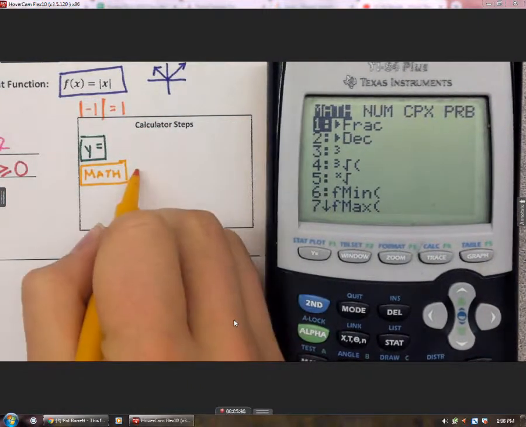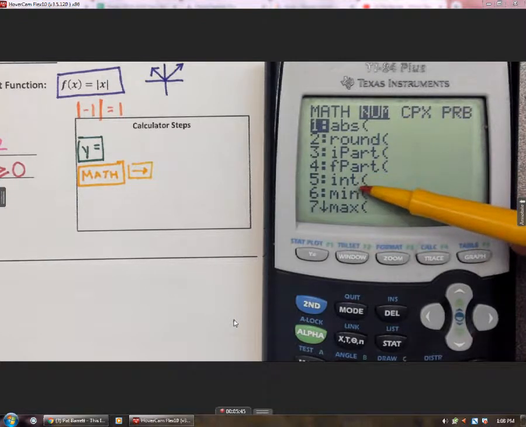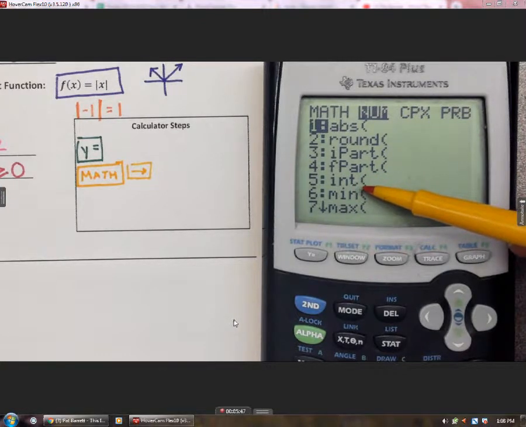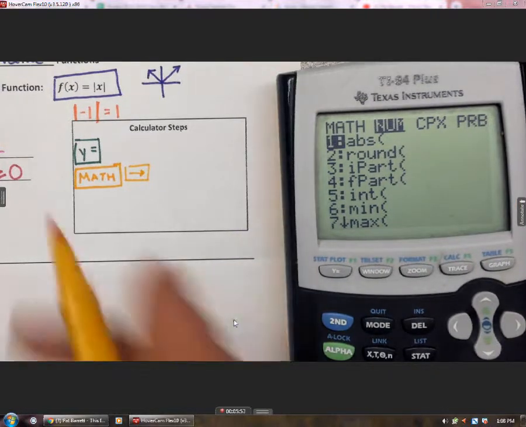Then you're going to push the right arrow button to get to where it says number. Yesterday we went to int for those step functions. Today, though, we're not talking about step functions. We're talking about absolute value. And I hope you're guessing that this number 1, ABS stands for absolute value.